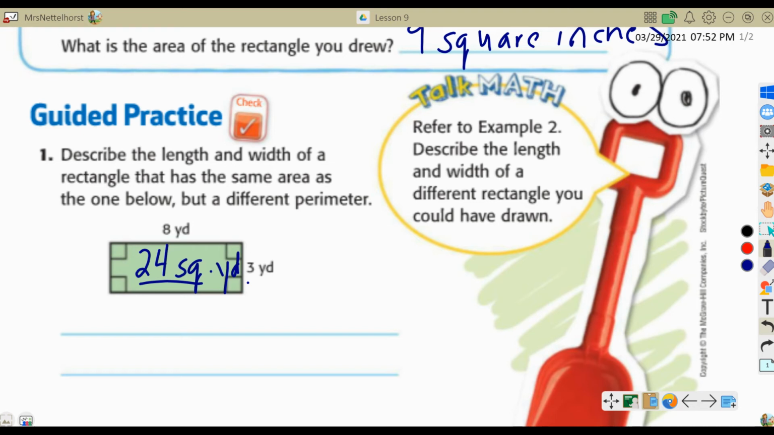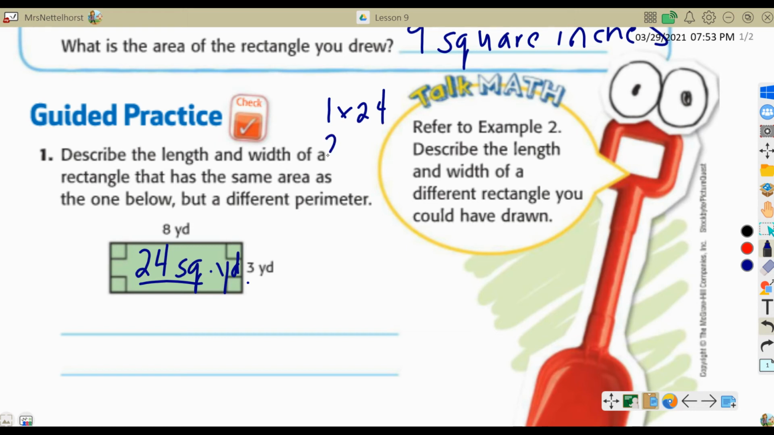So now we need a figure that has a different perimeter, but the same area. So I want you to think of another expression that equals 24. It can't be 8 times 3. Pick 2 other numbers that you can multiply that equal 24. Pause the video. Okay, if you went to my go-to, you would do 1 times 24. So you could do a 1 by 24. I'm going to write them up here. You don't have to write all this up here.